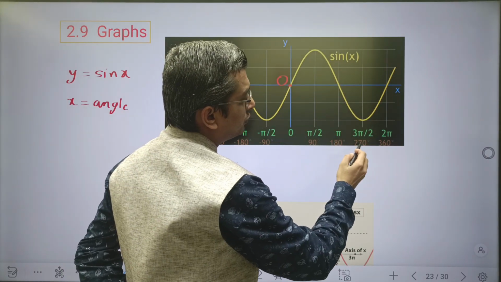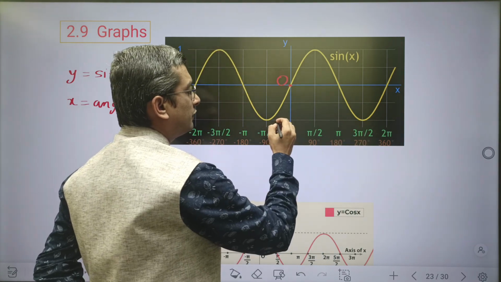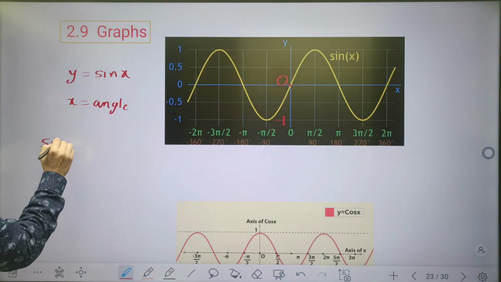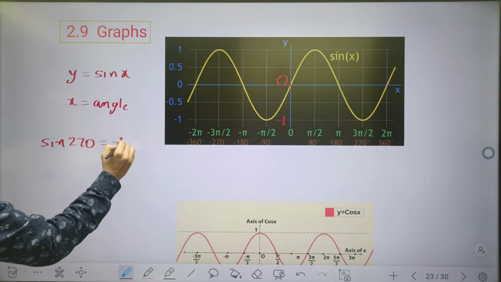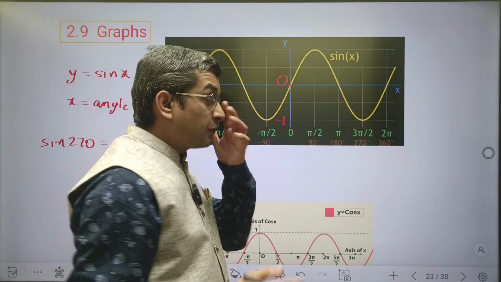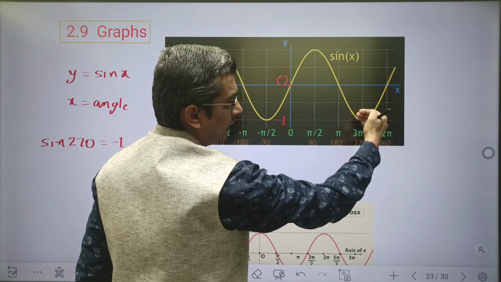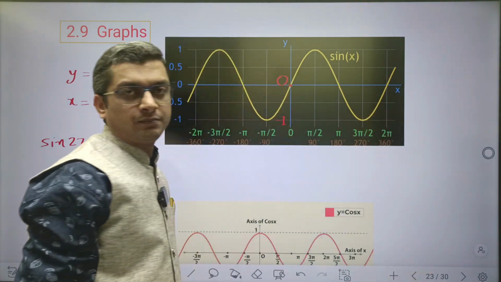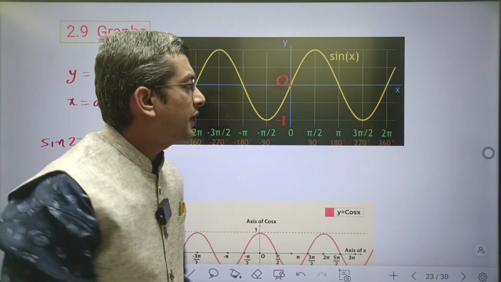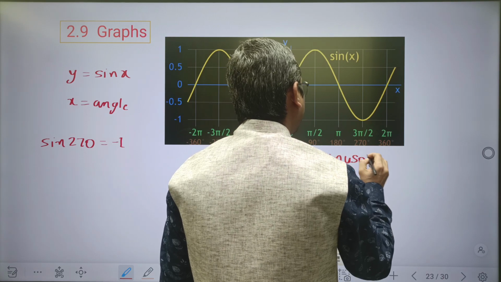What is the value of sine 270? That is 3 pi by 2. So sine 270 is again minus 1. So this is the value of minus 1. Now, observe carefully, the value of sine theta never goes beyond plus 1 and never goes beyond minus 1. It will have its value in between plus 1 and minus 1, and this curve is known as the sinusoidal curve.